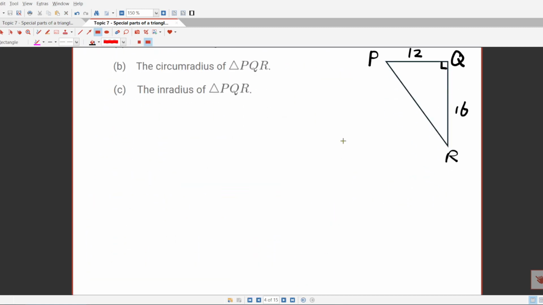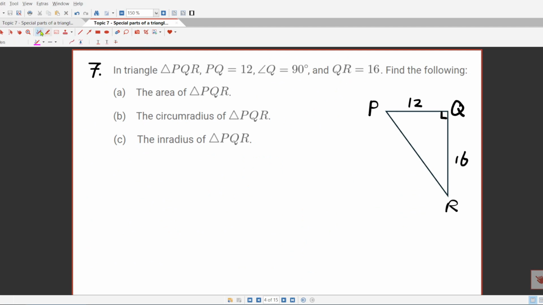Alright, if not, let's have a look at the next one. Okay, so the question is pretty straightforward. In triangle PQR, which is a right triangle, we have PQ equals 12, QR equals 16, angle Q is 90 degrees. So the first question is very easy, right? The area of the triangle is given by 1/2 of the two legs of the right triangle, PQ times QR. So that is 1/2 of 12 times 16, which is 96, right?